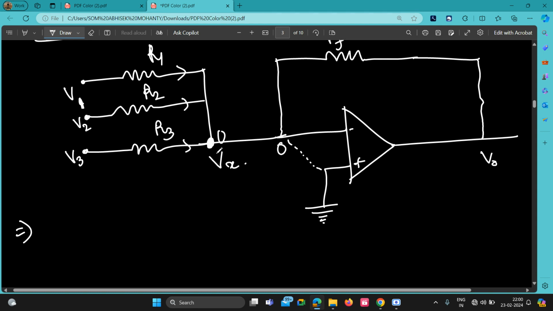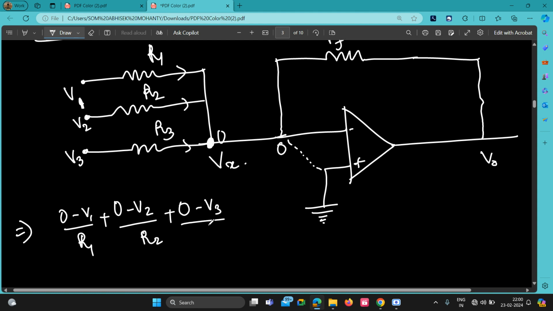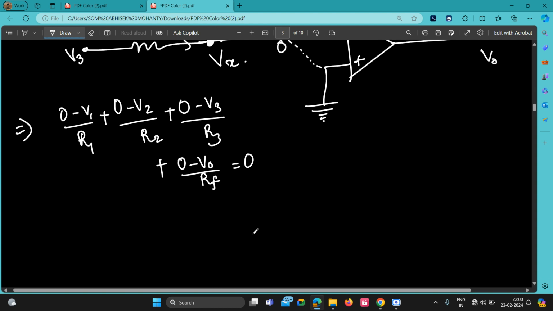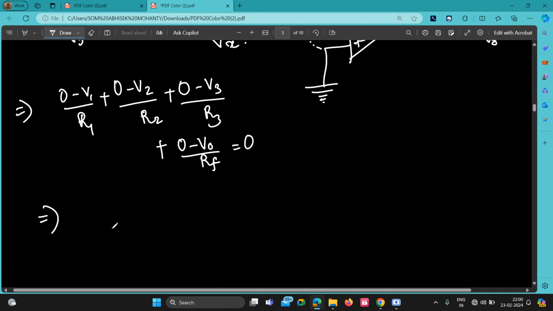So here at this point, 0 minus V1 by R1 plus 0 minus V2 by R2 plus 0 minus V3 by R3. And here also I can do this step, that is plus 0 minus V0 by Rf is equal to 0, isn't it? So I'll just take the zeros: minus V1 by R1 minus V2 by R2 minus V3 by R3 minus V naught by Rf is equal to 0, isn't it?